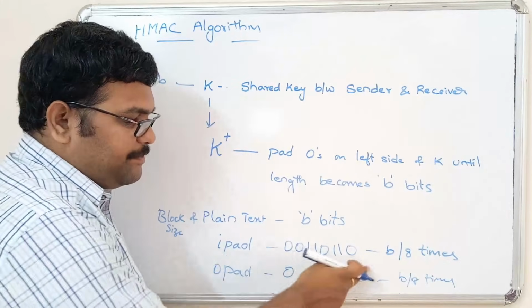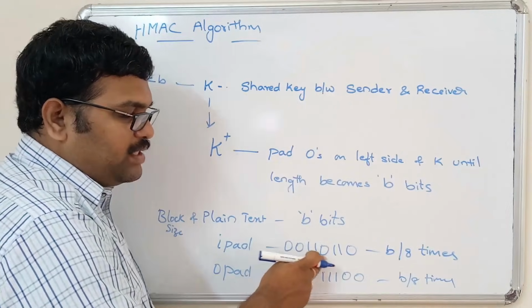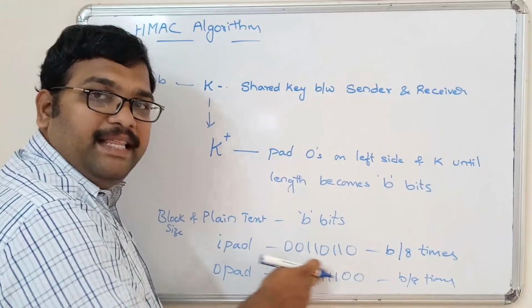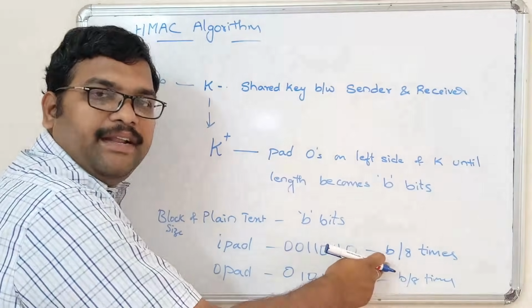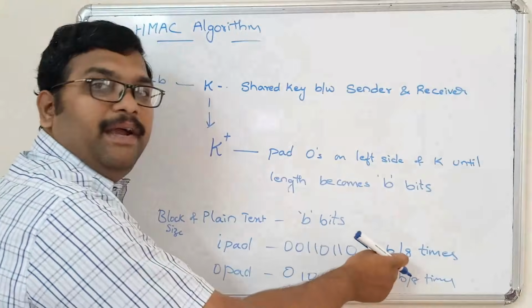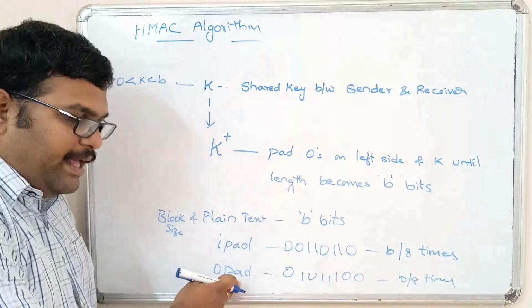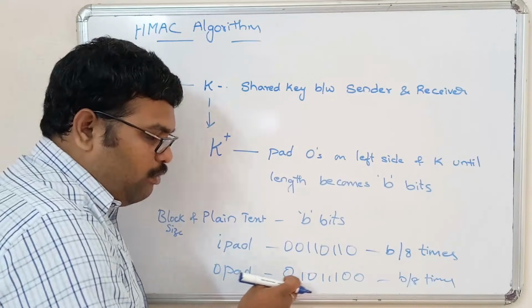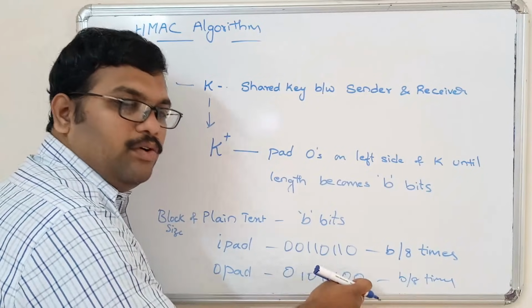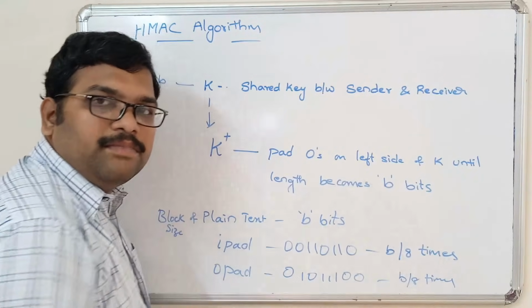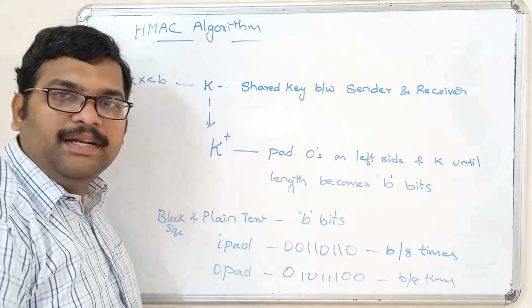So iPad means this one: 00110110. Repeat this until the length becomes B bits. That means we have to repeat this B by 8 times. And OPAD, here also repeat 01011100 B by 8 times, so that the length will be B bits.